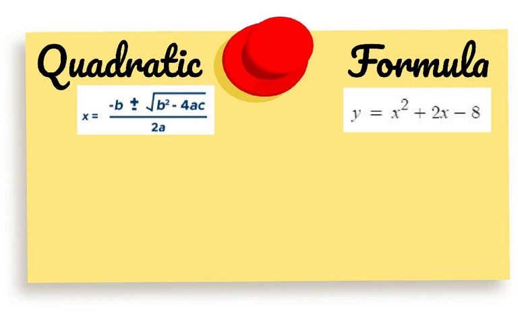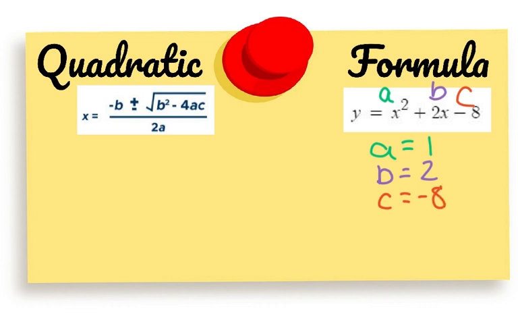So remember, we said that the a is the number in front of our x squared. So a would be 1 in this problem. b is the number in front of your x. So b would be our 2. And then c is our constant. So c is the number all by itself. So c would be -8.